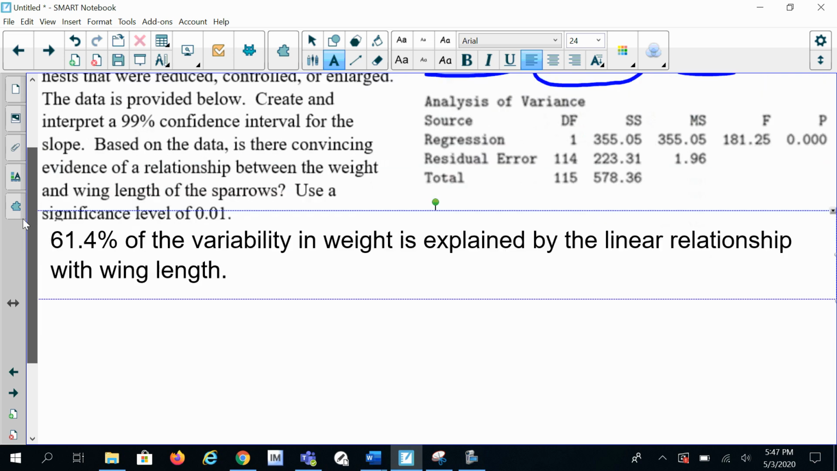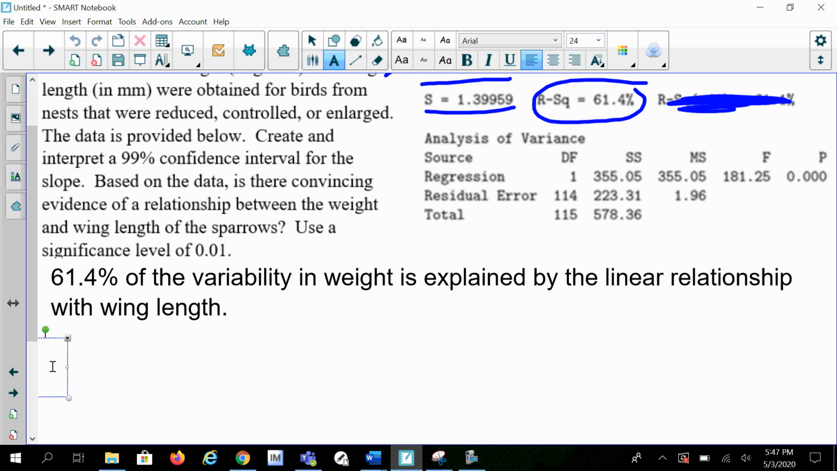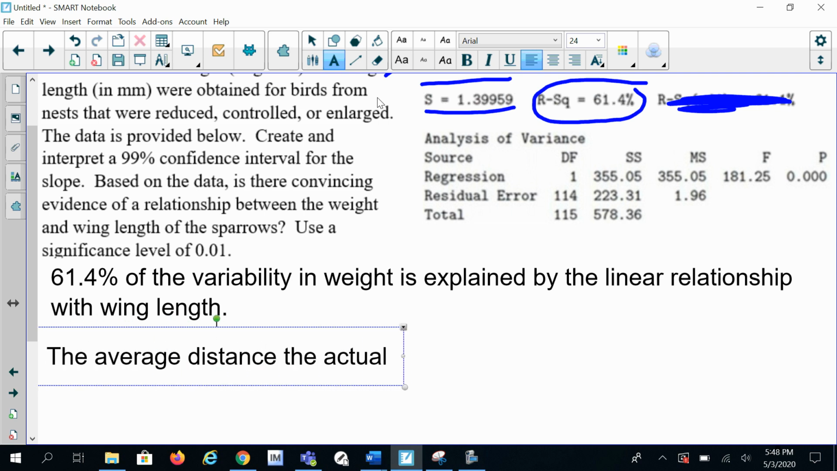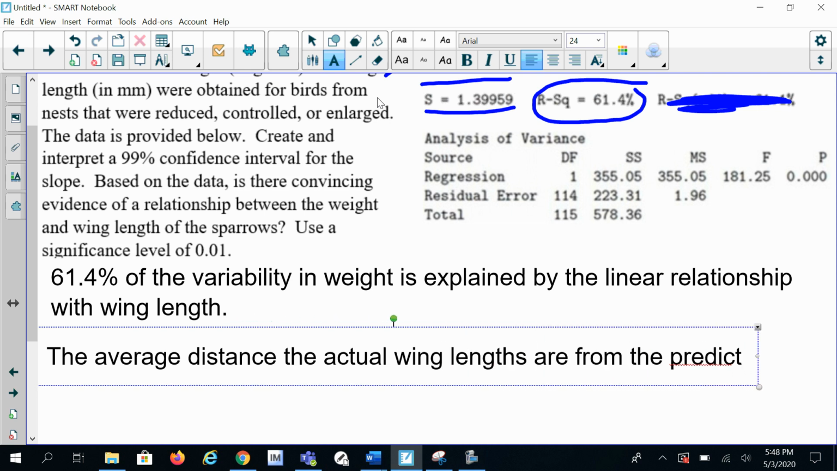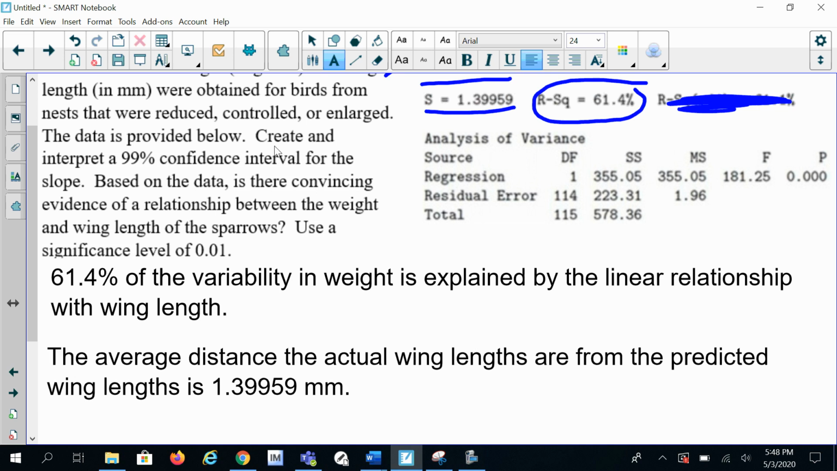And the last one we have is S. S is there. So then interpret the standard deviation of the residuals, or S, or whatever you want to call it. We would say the average distance the actual wing lengths are from the predicted wing lengths is 1.39959 millimeters. And there you have it. You're done. We interpreted R squared and S again.